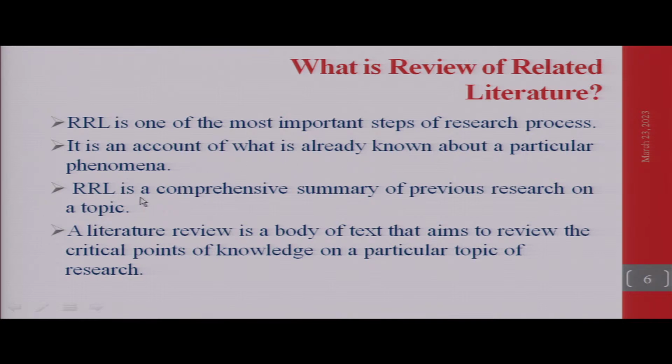Then review of related literature is a comprehensive summary of previous research on a topic. A literature review is a body of text that aims to review the critical points of knowledge on a particular topic of research. So friends, review of related literature engages the researchers. This is a step of conducting a study and writing a research report, that you should have a clear-cut idea about the research problem. Okay, and how will you get the clear-cut idea about the research problem?